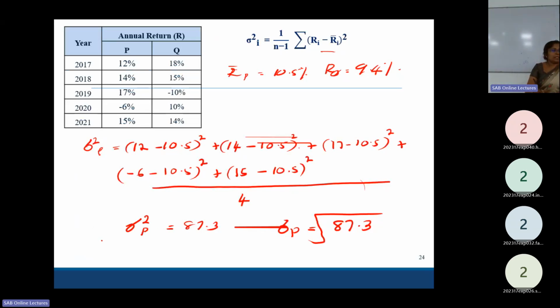Then you can calculate the coefficient of variation for company P. Our average return is 10.5, and the standard deviation is 9.4. I will go to the answers.